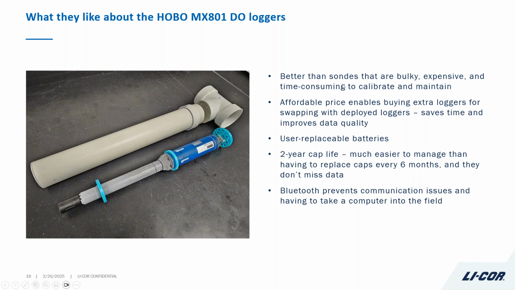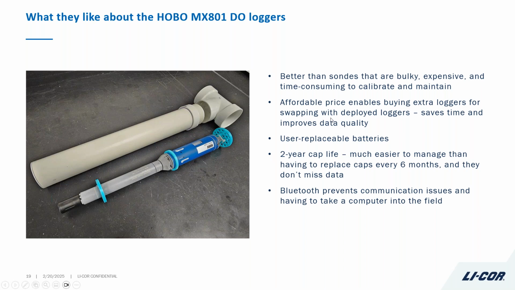And so now, talking about some of the things that he likes, he's used sondes extensively in the past for monitoring a bunch of parameters, but those are bulky, they're expensive, and they're a lot of maintenance, calibrating all the sensors. So he can get most of what he needs just with the DO logger. DO and temperature tells him a lot of what he needs in a much more affordable and easy to deploy platform.